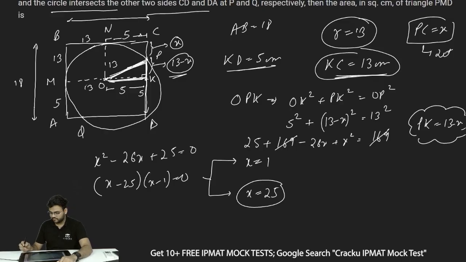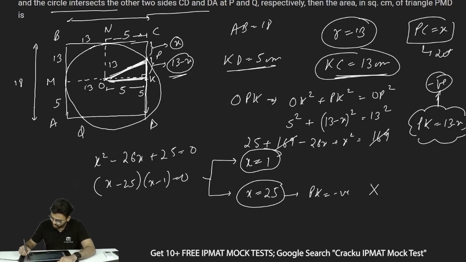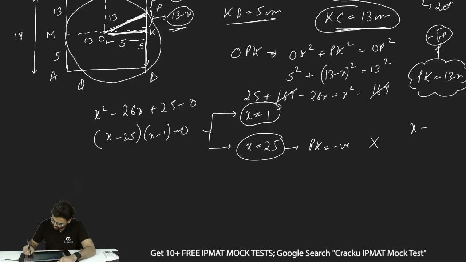Now, if x is 25, PK will be a negative value, which is not possible. Thus, I can say x will be 1 centimeter. The value of x will be 1 centimeter. So, x is equal to 1 is my final value of x.